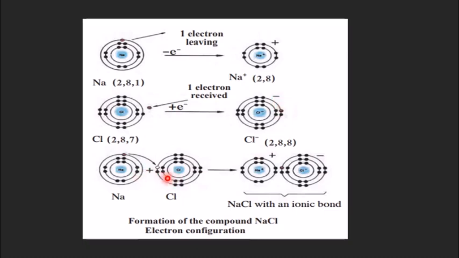So when Na combines with Cl, we get NaCl, and the electronic configuration of Cl becomes 2, 8, 8. So here is our ionic bond which is formed by giving and taking of electrons, and such compounds which are formed by an ionic bond are called ionic compounds.